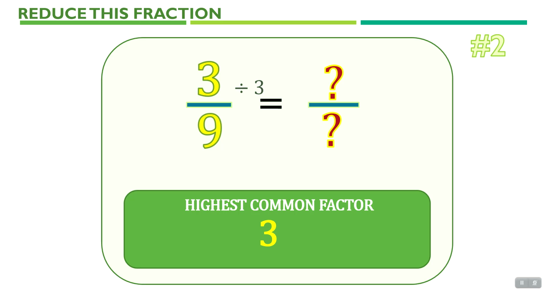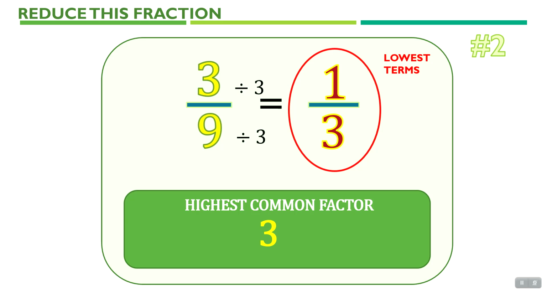And so we divide 3 by 3 to get 1. 9 divided by 3 gives us 3. And so 3 over 9 has been reduced to 1 over 3. It is now in lowest terms.